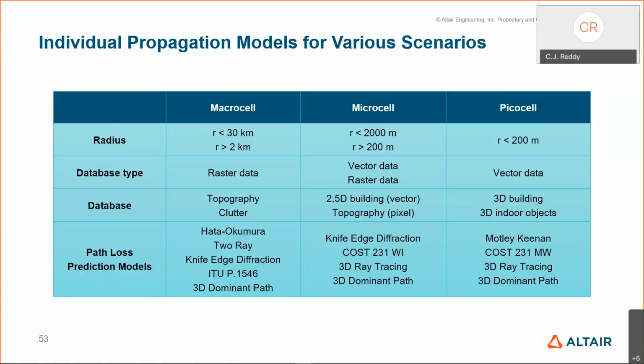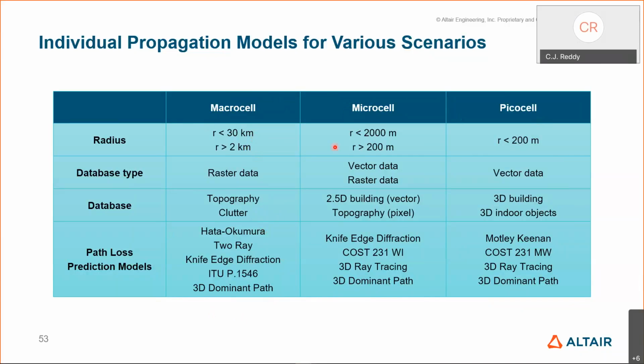So coming back to our thing, those are the kind of categories we can think of. But here, when you think of other scenarios for the propagation model, you can think of it as macro cell, micro cell, and pico cell. Macro cell is where it's between 30 kilometers and 2 kilometers. And this is similar to a rural environment. So you can see that these are the propagation models that are used.